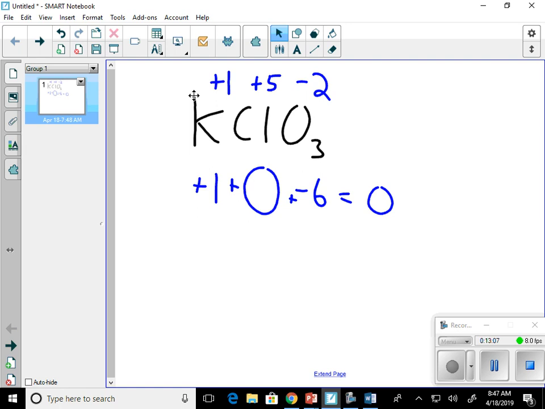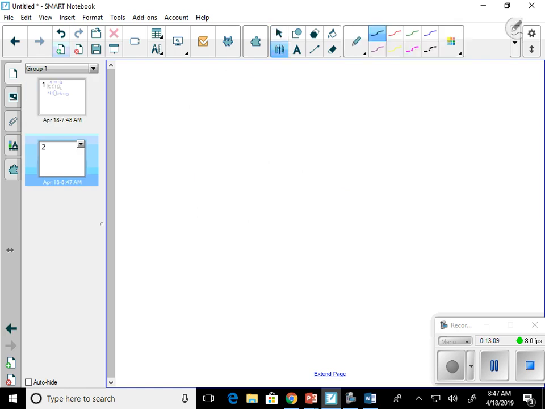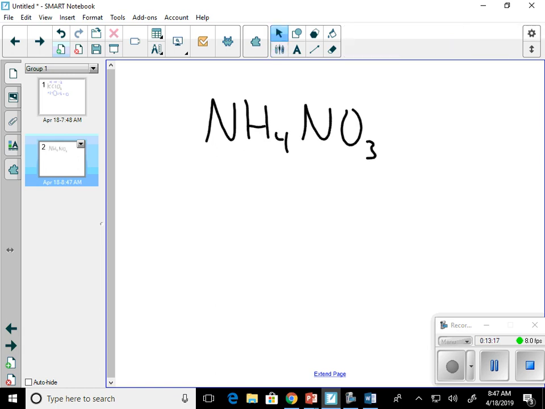The next one below is a little bit more difficult. Ammonium nitrate is NH4NO3. Which element will we know right away? Oxygen, we will. Oxygen's always a -2, like we said last time. Hydrogen we should know as well. Hydrogen is almost always a +1. The only time it isn't is if it's bonded to a metal. Nitrogen's not a metal.